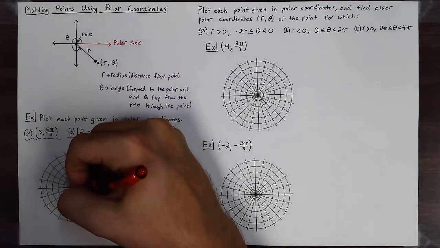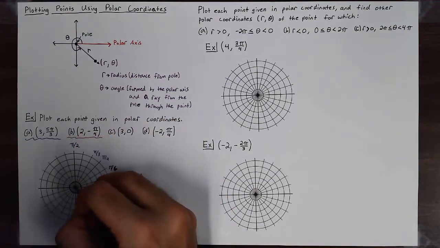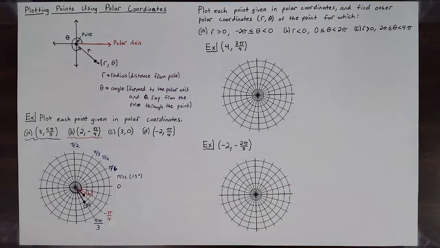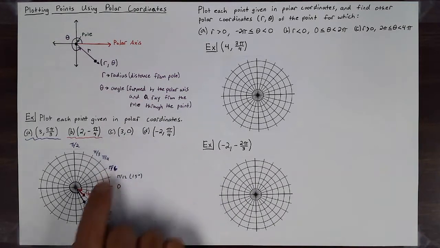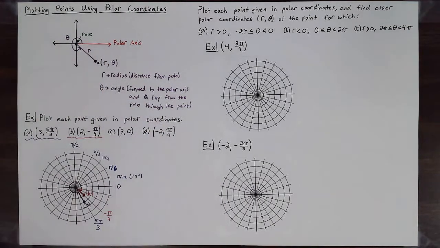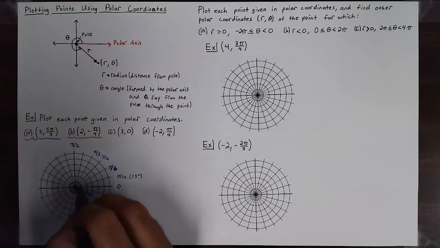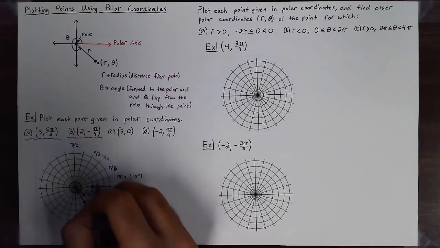Again, it's just that rotation, negative pi over 4 downwards to get there. Now, where's the coordinate 3, 0? Well, if there's no angle, it stays on that positive x-axis, the polar axis. And that point would just be 3 away from the origin. So 1, 2, 3 for point C.